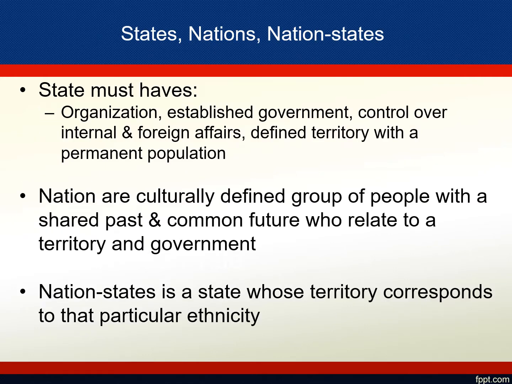So first up, let's talk about the difference between a state, a nation, and a nation state. A state is basically a country, all right? So state is a country. It's an organization, established government, has control over its internal and foreign affairs, defined territory with a permanent population. Now today there's around 200 states on the planet.